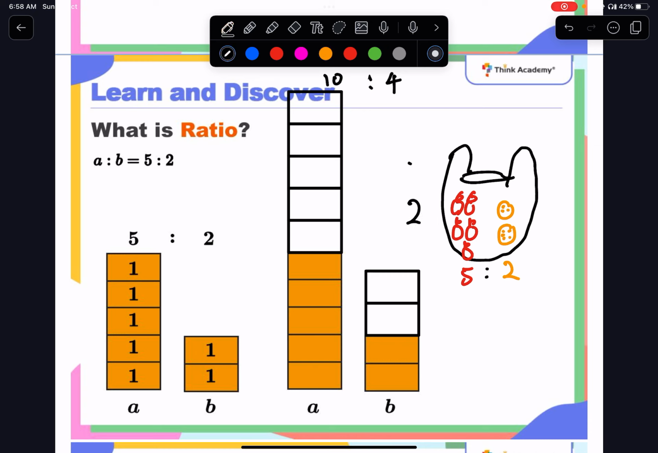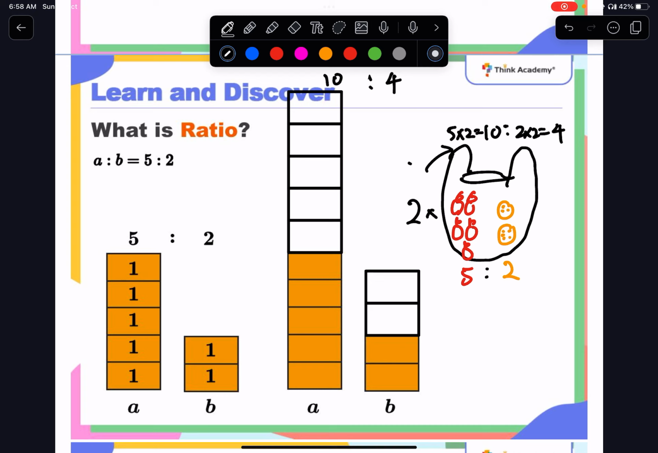Then how many apples are there? There will be 10 apples, right? There will be 10 apples because 5 times 2 equals 10. So how about the number of oranges? It will be 2 times 2 equals 4, right? So the relationship between apples and oranges doesn't actually change, but the total absolute numbers change, right?